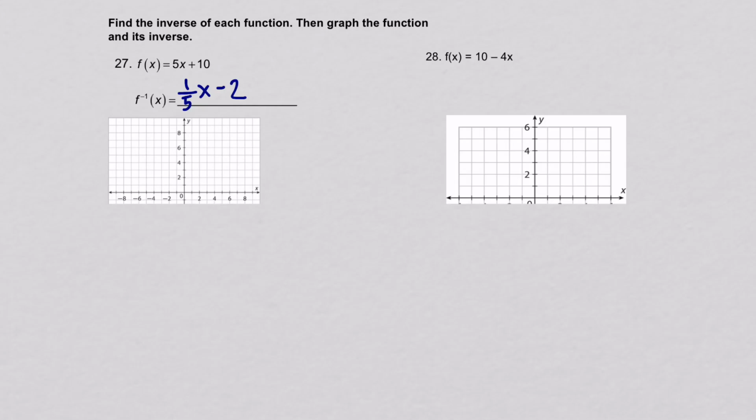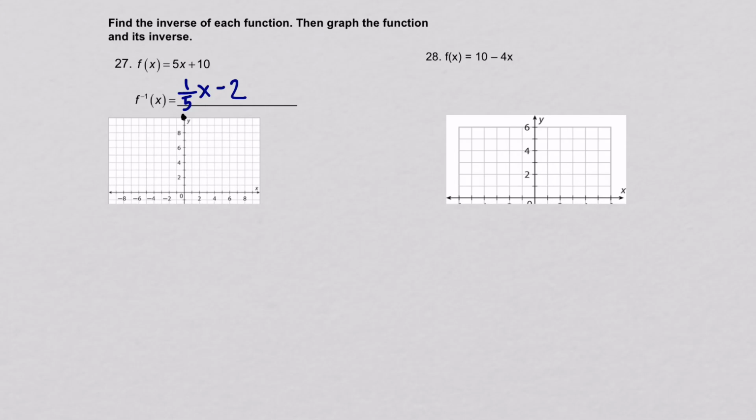Okay, so now I'm going to graph them both. I'm going to graph the first one, number 20, the original function. I'm going to do that one in black, and I'm going to do the inverse in blue. Okay, so 5x plus 10 means I will begin at 10. That's my y-intercept up there.